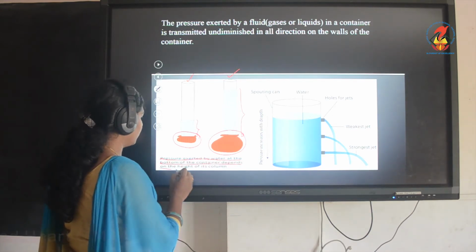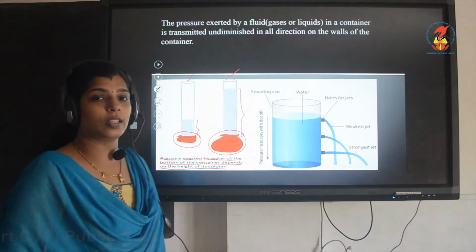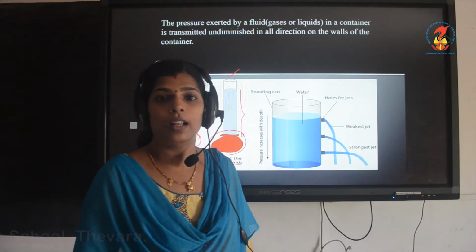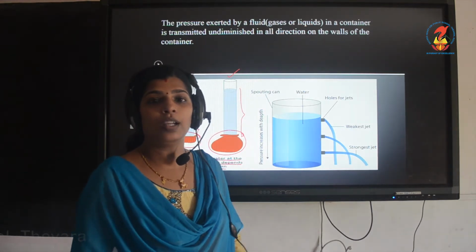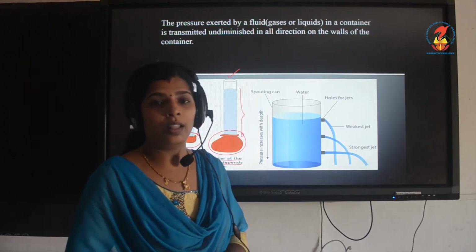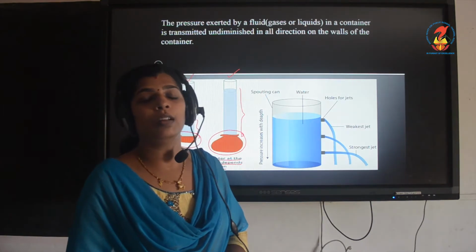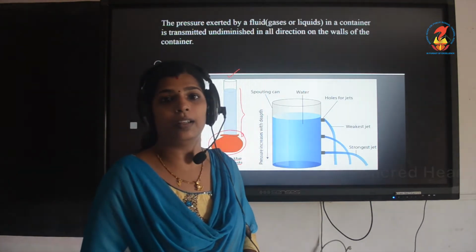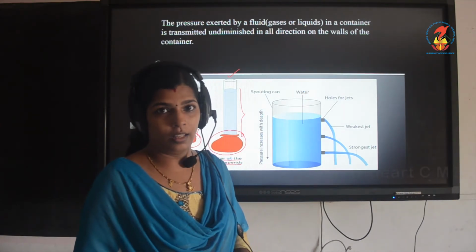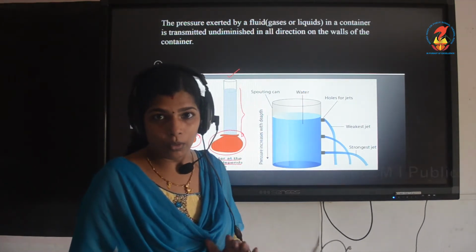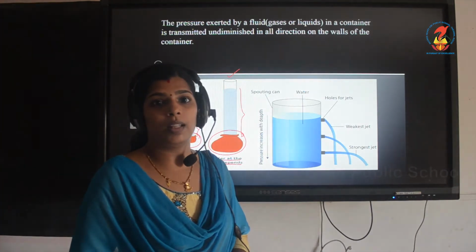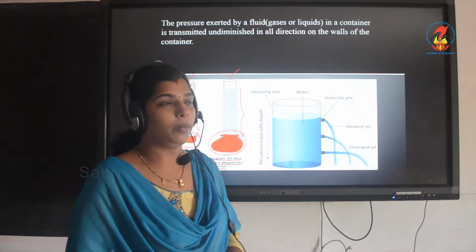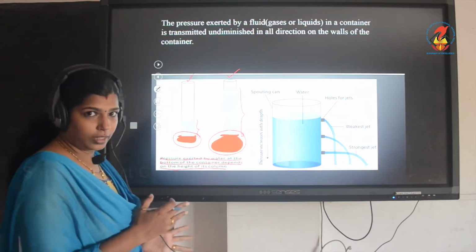The pressure exerted by the water at the bottom of the container depends upon the height of its column, meaning the height of the liquid level. If the height of the liquid level is less, then the pressure exerted by the liquid on the base of the container will be less. If the height of the liquid column is more, then the pressure exerted by the liquid on the base of the container will be more. That is the first activity.